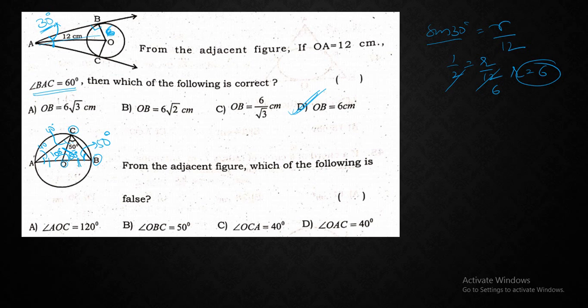Now what is it telling? Angle AOC is equal to 120. So what we got here? We got 100. So angle AOC is false. Angle OBC 50, this is correct. OCA 40, this is also correct. OAC is 40. So the wrong one is angle AOC. It should be 100, but he has given 120 degrees, hence it is false.